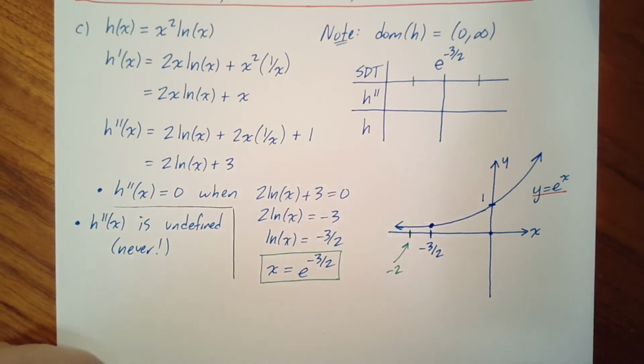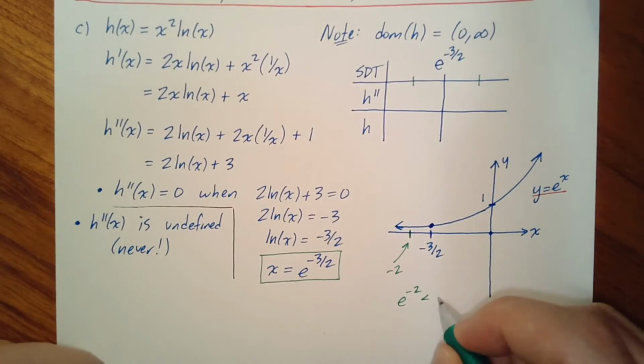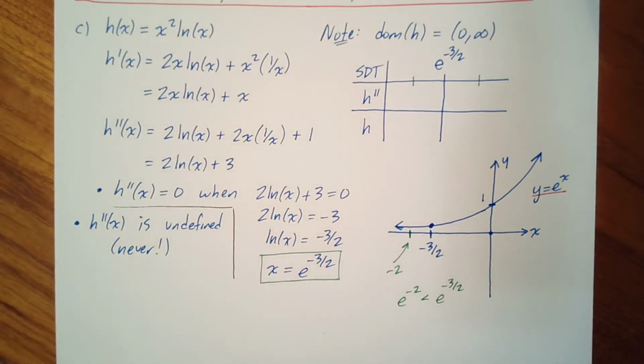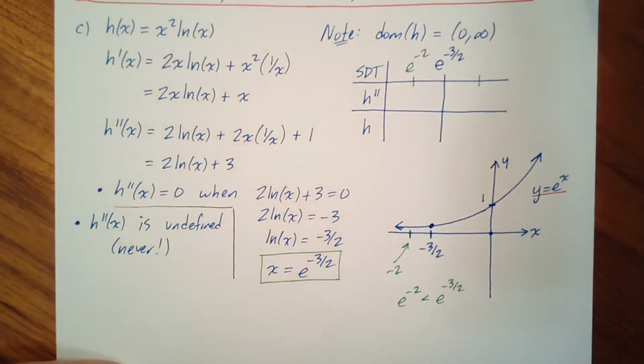So what's the significance of that? Well, e to the negative 2 is less than e to the negative 3/2. Right? Negative 3/2 is like negative 1.5. If I go a little bit further to negative 2, then this is going to be further to the left on the x-axis, and the y-coordinates are going down, so that's why e to the negative 2 is actually smaller than e to the negative 3/2. So why don't we put e to the negative 2 here.